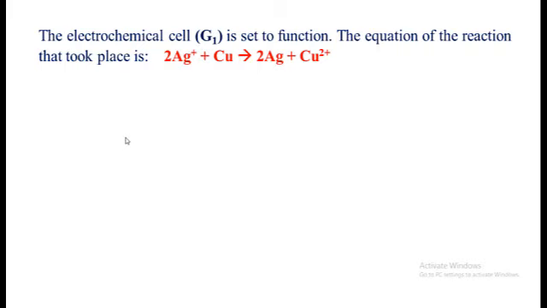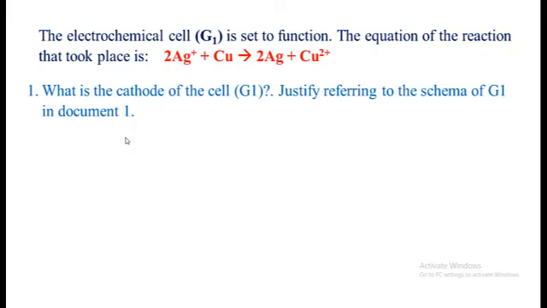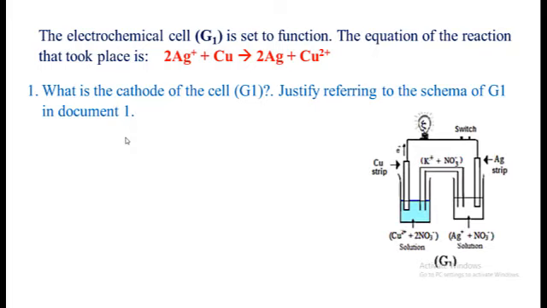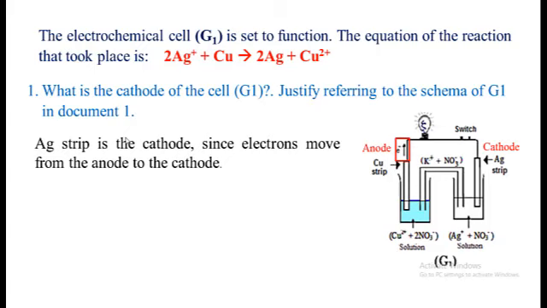Number 1. What is the cathode of the cell G1? Justify referring to the schema of G1 in document 1. As you can see here from the schema, we can see the flow of electrons. We know that electrons flow usually from the anode part to the cathode part. So here, the cathode of this cell is Ag strip because the electrons move from the anode to the cathode.